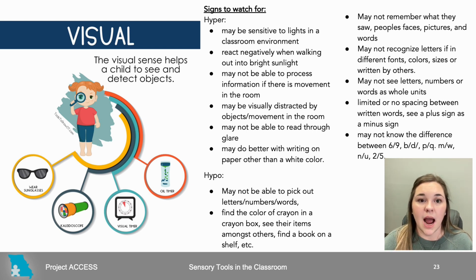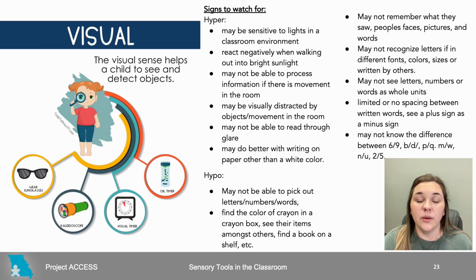So students who are hypersensitive to the visual sense may be sensitive to lights, may not be able to process information if there's movement in the room, may be easily distracted by movement, may not be able to read through glare, and they may do better writing on colored paper rather than white paper.